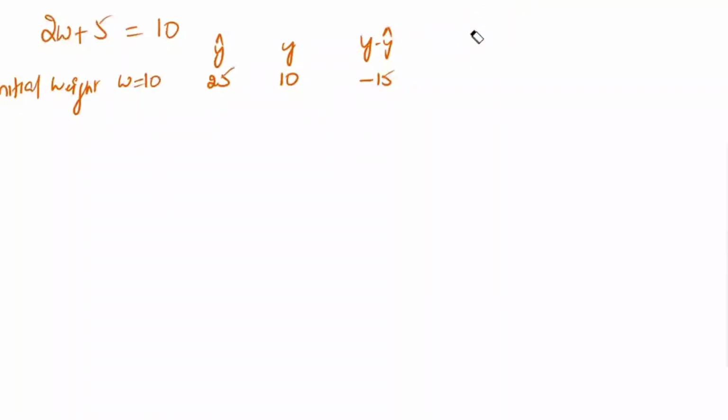Now, first I have got the error as minus 15. This is my loss function. This is my cost function also, because for one record, loss and cost will be the same. If multiple records are there, only the cost function will come into the picture. Right? Now, I have got minus 15. Now, what I'm going to do, I'm going to adjust my weights. Based on the error, I'm going to adjust the weight. Weight, I'm going to consider as 11. 2 into 11 plus 5, 27. And the original answer is 10. I got error as minus 17.